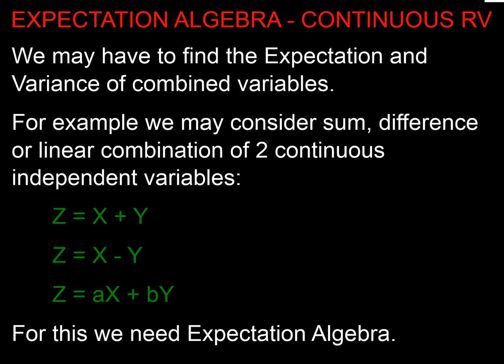Hello, quick video on expectation algebra and how we use it for continuous random variables. As we've looked at for discrete, we may want to create a new random variable Z, which is made up of X and Y, when added together, or X minus Y, where X and Y are independent variables, or in its most general terms, where Z is some multiple of X plus or minus some multiple of Y. So I'm going to go through and do the algebra to prove our standard results.